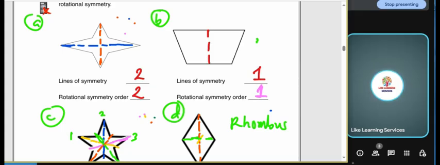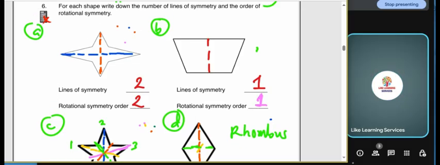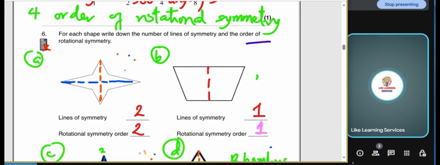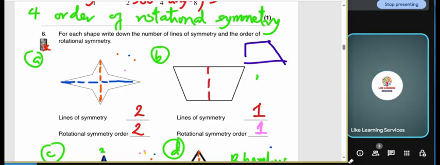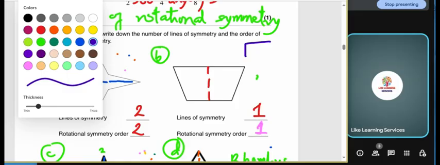Let's see, this one can lap like this and lap like this. 2 lines of symmetry and 2 order of rotational symmetry. This trapezium has... A trapezoid has no line of symmetry. Any trapezium that does not have a line of symmetry is a trapezoid. Something like this. I hope you know this one does not have a line of symmetry. Not all trapeziums have a line of symmetry.